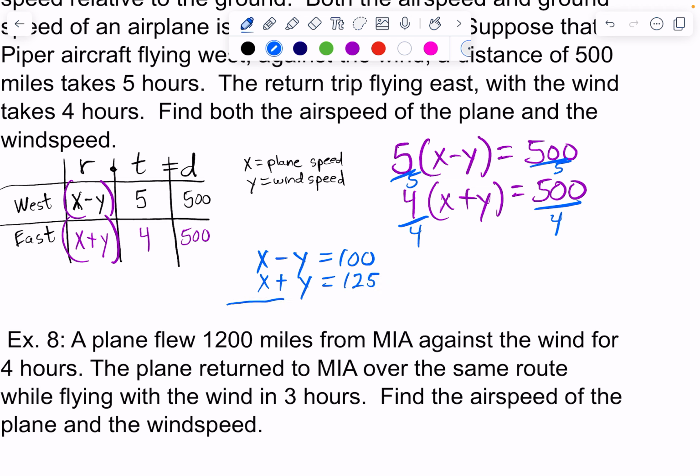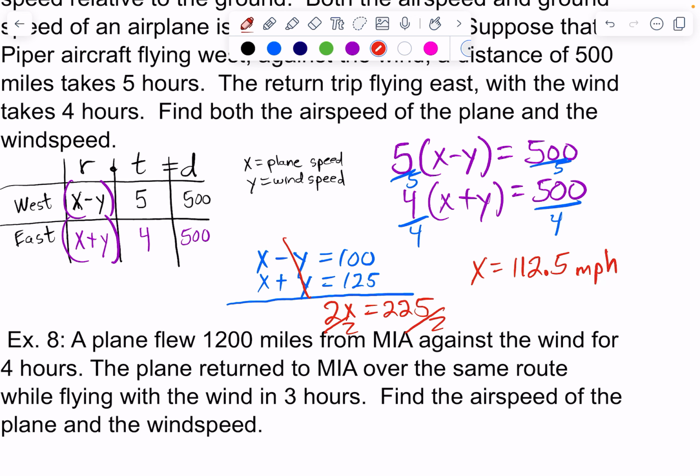If you go ahead and solve now using elimination, the y's cancel. I've got 2x equals 225. Divide 2 to both sides, and x will equal 112.5, and this is in miles per hour.